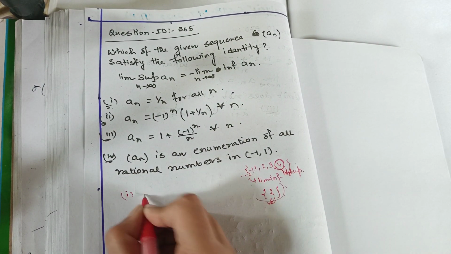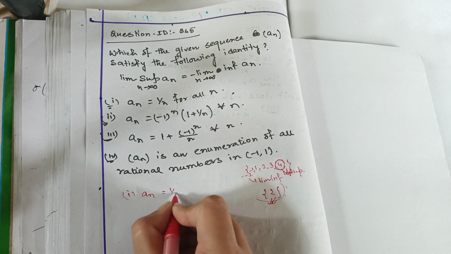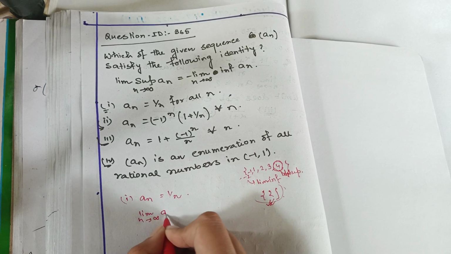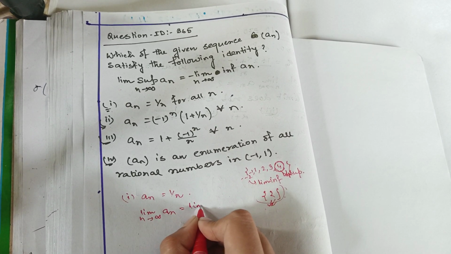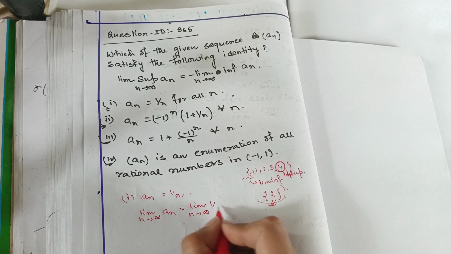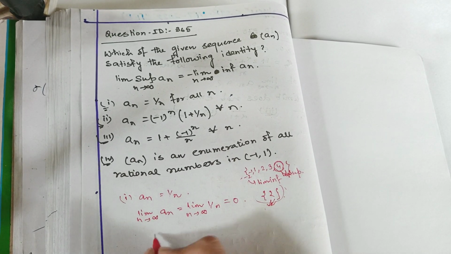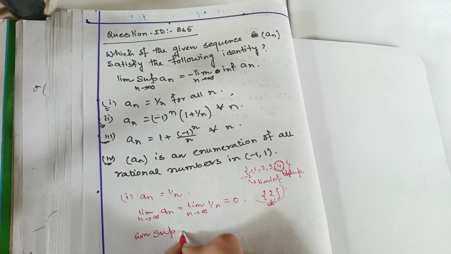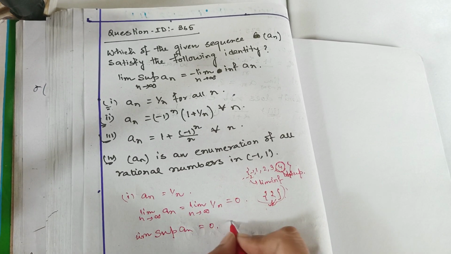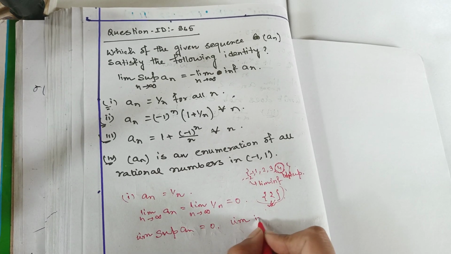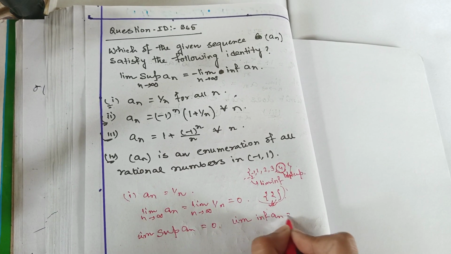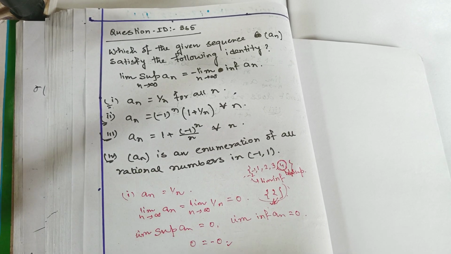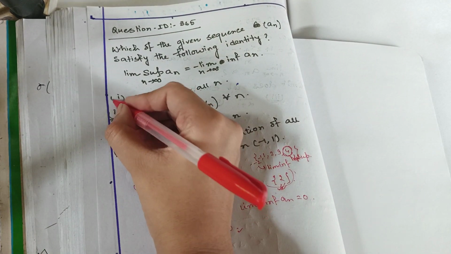So for the first option, a_n equals 1 by n. The limit as n tends to infinity of a_n, that is the limit of 1 by n, equals 0. Okay, so the limit supremum of a_n equals 0 and the limit infimum is also 0. So we can write 0 equals minus of 0. So it is satisfied. So the first option is correct.